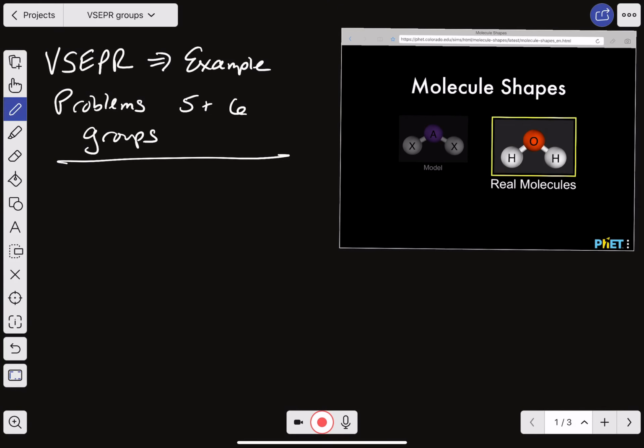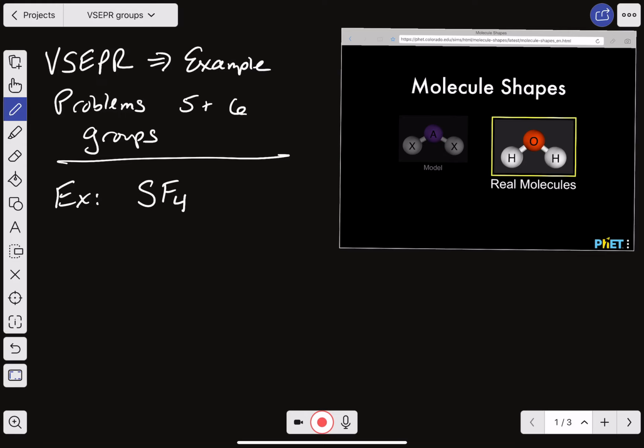Okay, so this video is going to be about doing some example problems for VSEPR when we have 5 and 6 groups. These are 5 or 6 electron groups around the central atoms. The first example I want to do is the molecule SF4. At first glance, you might be asking how this fits in with 5 and 6 electron groups, but that will become clear.